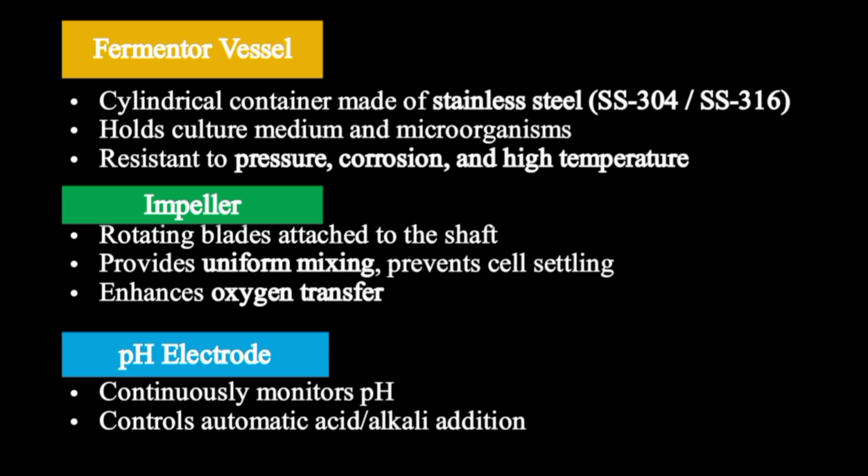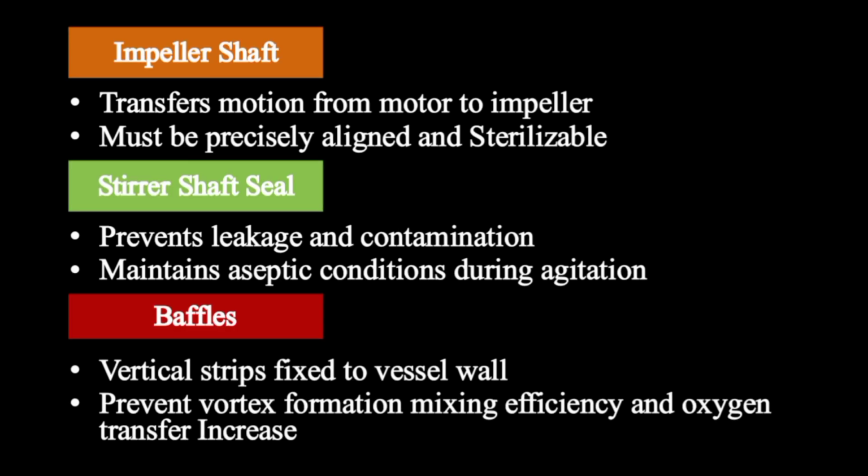Impeller. The impeller is a rotating blade that is attached to the shaft. It provides uniform mixing, prevents cell settling, and enhances oxygen transfer also. pH electrode. It continuously monitors the pH and controls the automatic acid and alkali addition. Impeller shaft. It transfers the motion from the motor to the impeller. It must be precisely aligned and sterilizable. Sterile shaft seal. It prevents leakage and contamination. It maintains the aseptic conditions during agitation.